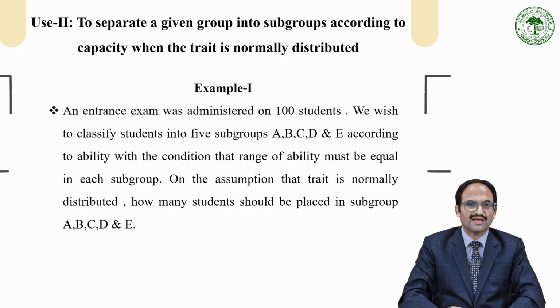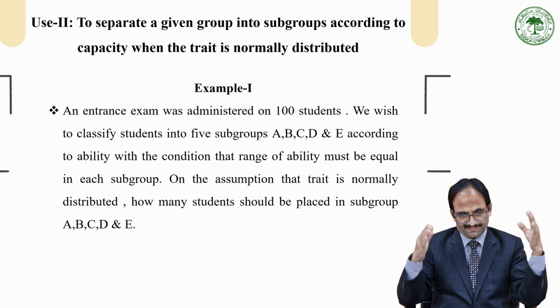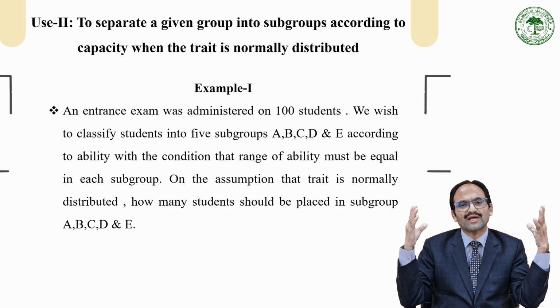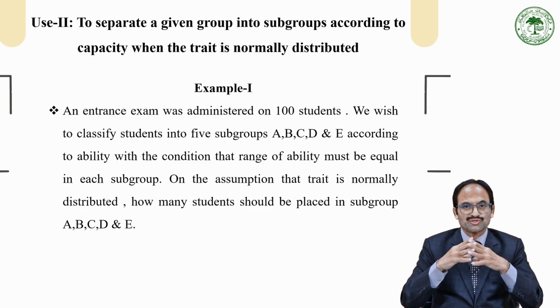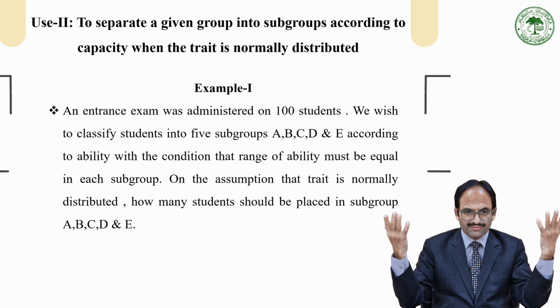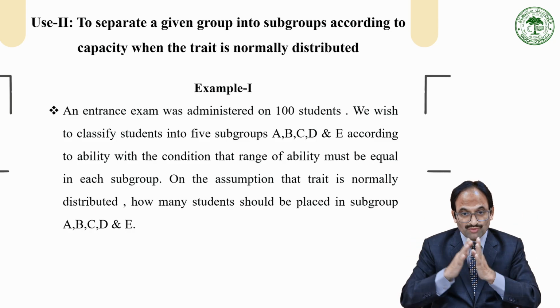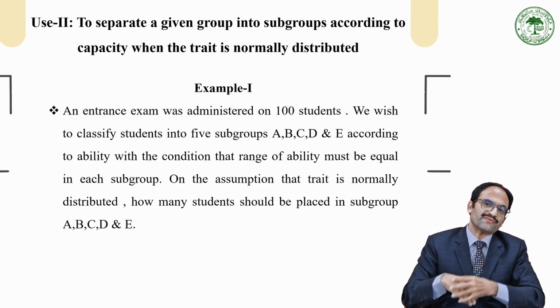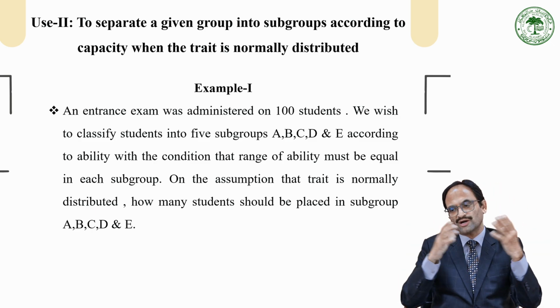It is about separating a given group into subgroups according to capacity when the trait is normally distributed. That is, a group is given and you are required to classify that group into subgroups. Here also, we assume the normal probability curve and the range of ability must be equal. In this way, the normal probability curve is very important and very useful. So, how to do it? Let us take one example and do it accordingly.